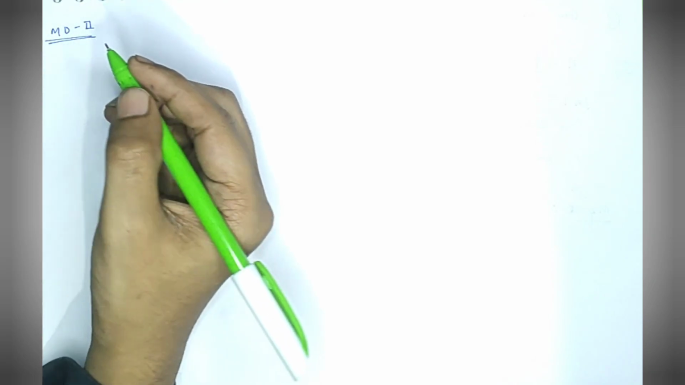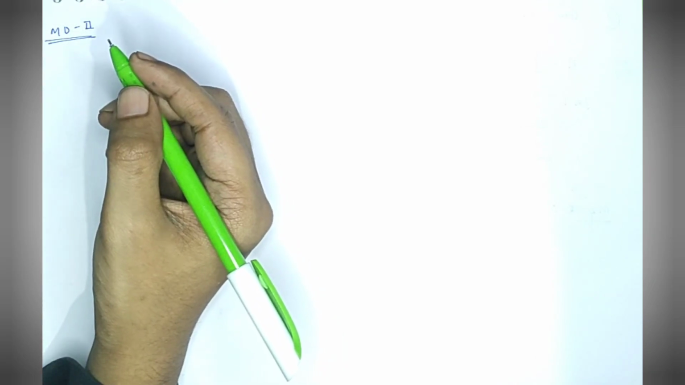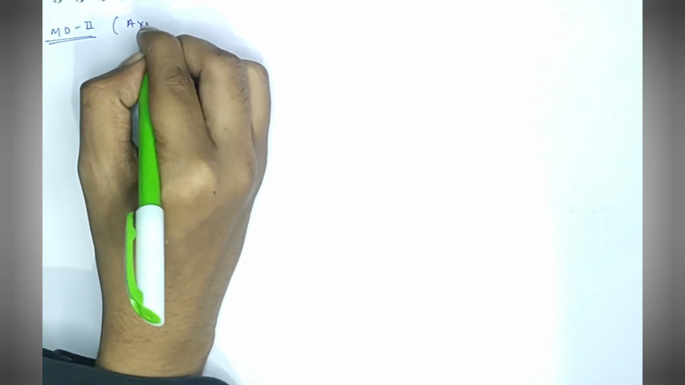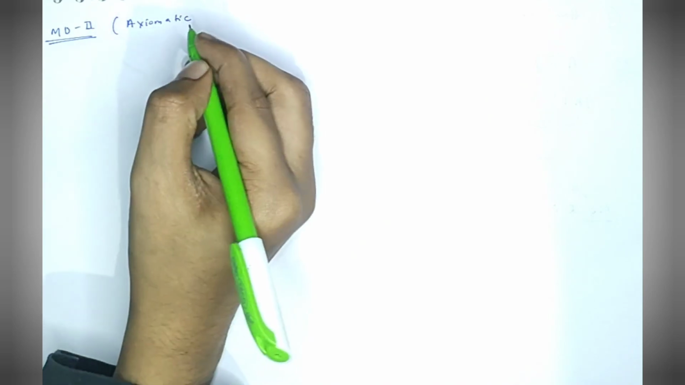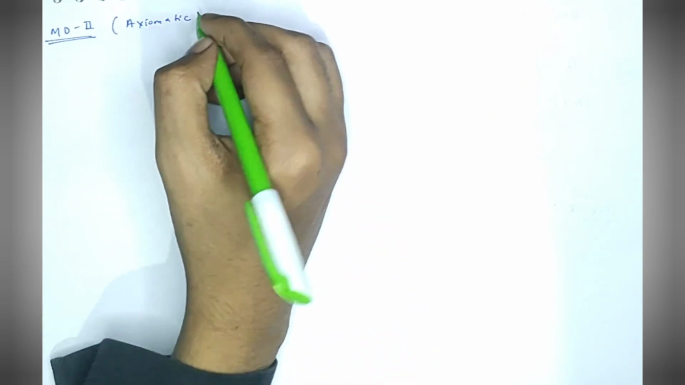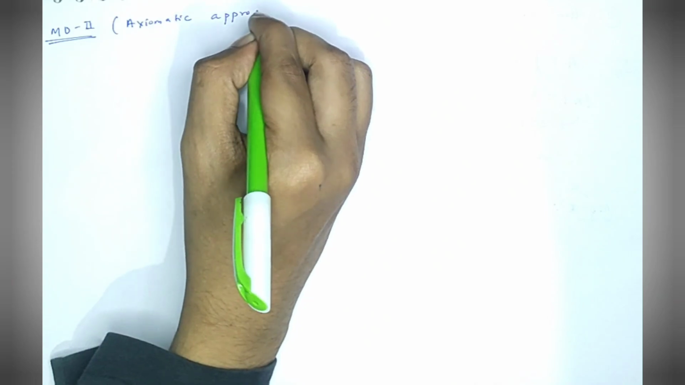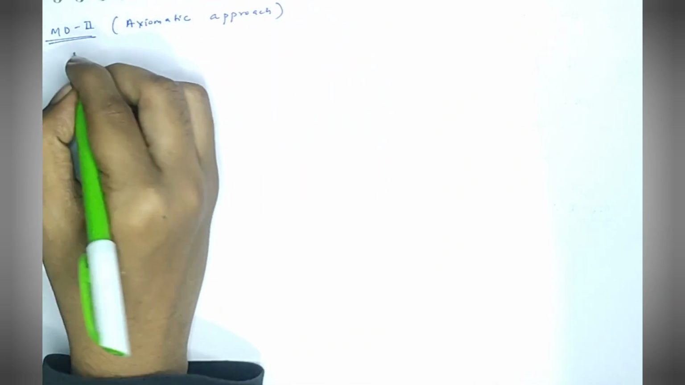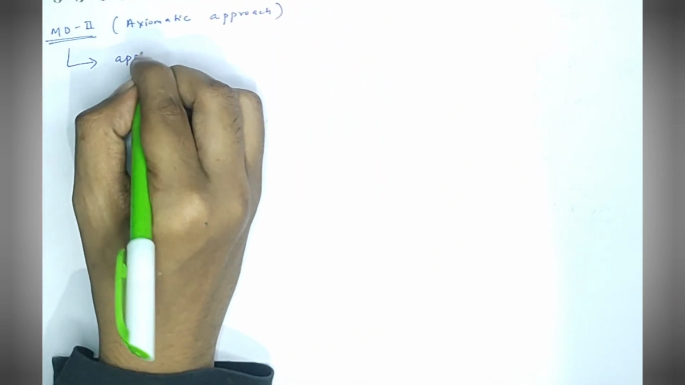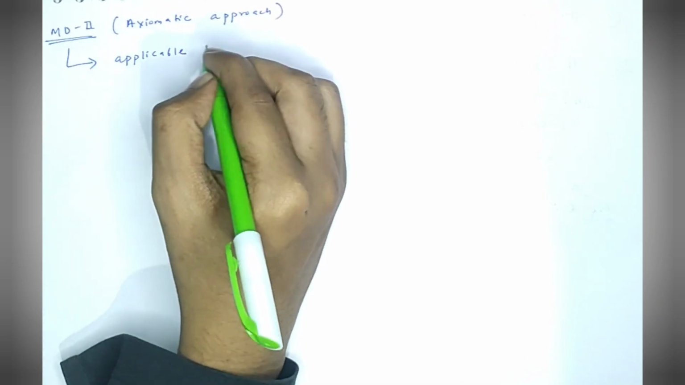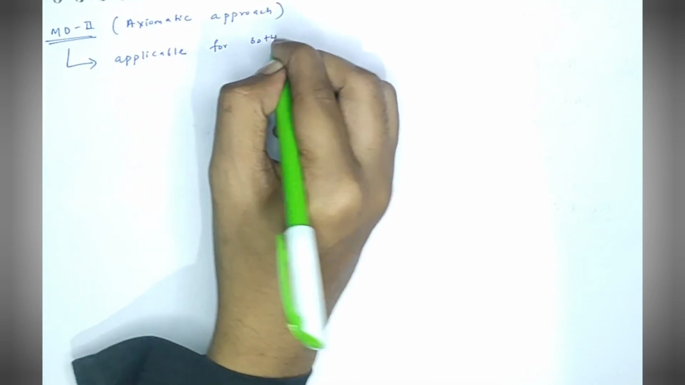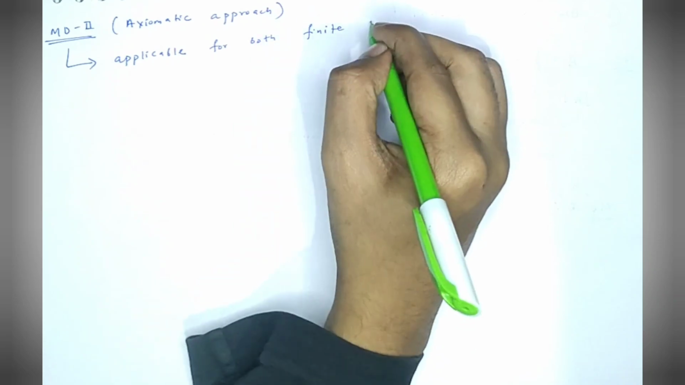Method 2. This method 2 is called the axiomatic approach. This method is an axiomatic approach applicable for both finite and infinite sets. This is an axiomatic approach for studying the potential of a set, and is also applicable for both finite and infinite sets.